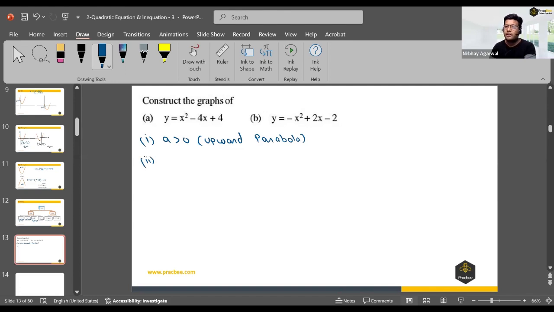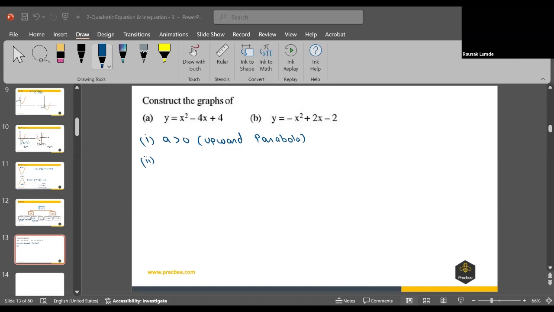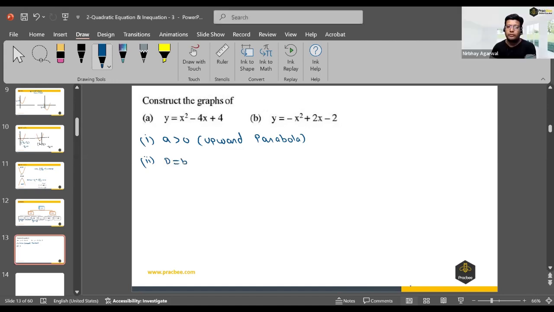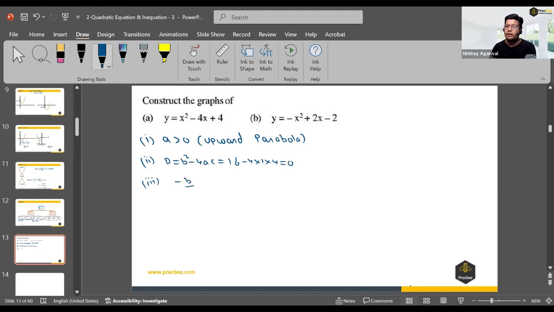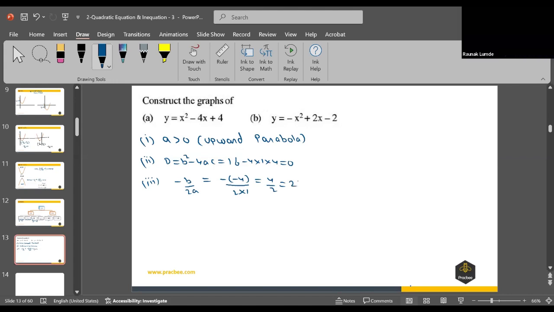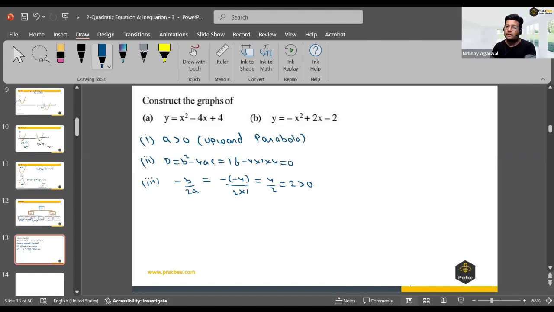Now second condition, I will check the discriminant. So discriminant is b square minus 4ac. Here b square is 16 minus 4 into 1 into 4. It will become 0. It means the graph will touch at one point. Third condition, observe minus b by 2a. It checks whether the graph is on the right side of the y-axis or left side. So minus b by 2a means minus 4 upon 2 into 1, so it will become 2. It is greater than 0, which means it is on the right side of the y-axis.